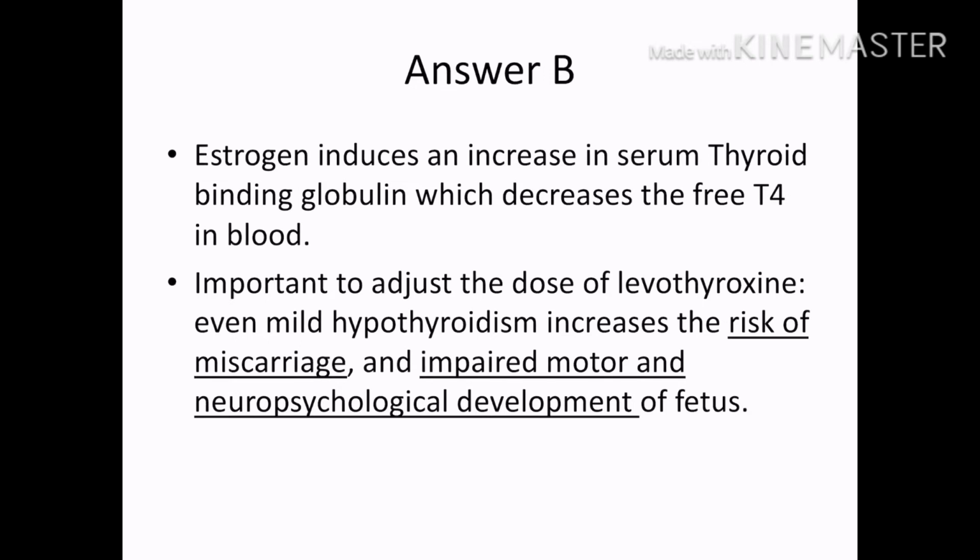Why is it so? Estrogen induces an increase in serum thyroid binding globulin, which decreases the free T4 in blood. In pregnancy, there is a higher level of estrogen in the blood. Estrogen causes an increase in the serum thyroid binding globulin. As a result, the free T4 decreases. Free T4 is the active form. At the same time, some of the T4 binds to receptors on the placenta and also moves inside the placenta, resulting in further decrease in maternal free T4 levels.